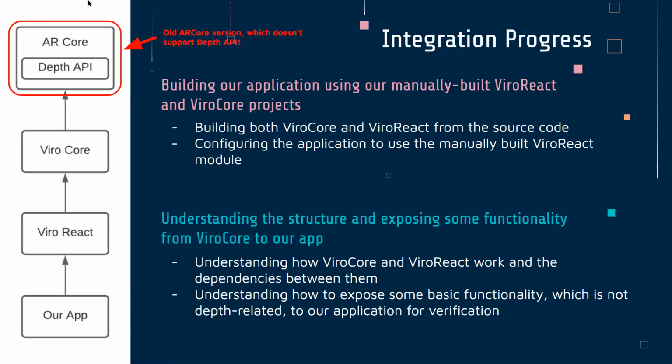The first step is building our application from the manually built Viro React and Viro Core projects. Luckily for us, Viro Core and Viro React are open source, so we can edit them directly and support a newer version of AR Core, which allows us to use Depth API. So that's what we did. We built Viro Core and Viro React from scratch and made sure that everything is working properly with our application.